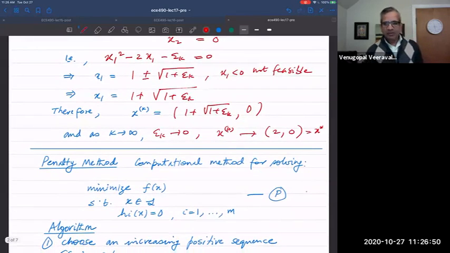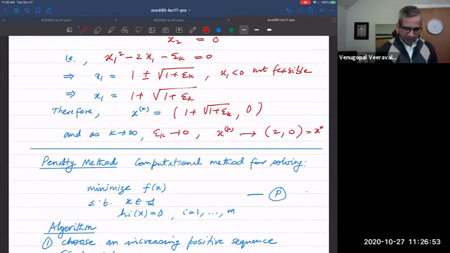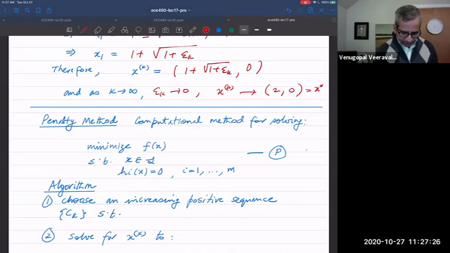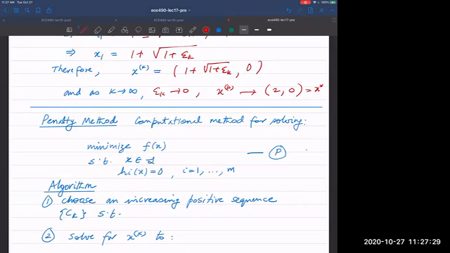So there's another computational method for solving problems with equality constraints, which, by the way, if it works with equality constraints, can also be applied to inequality constraints, because we can always convert inequality constraints to equality constraints. We saw that when we looked at the KKT theorem. So in some sense, this method is more general. This is called the penalty method. What's the drawback for the barrier method?